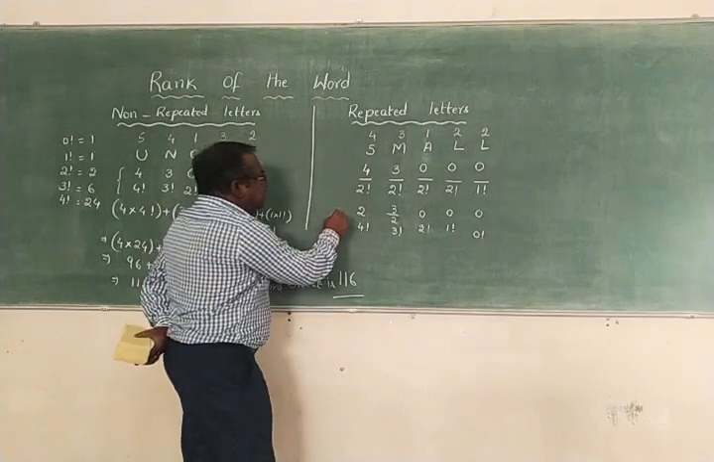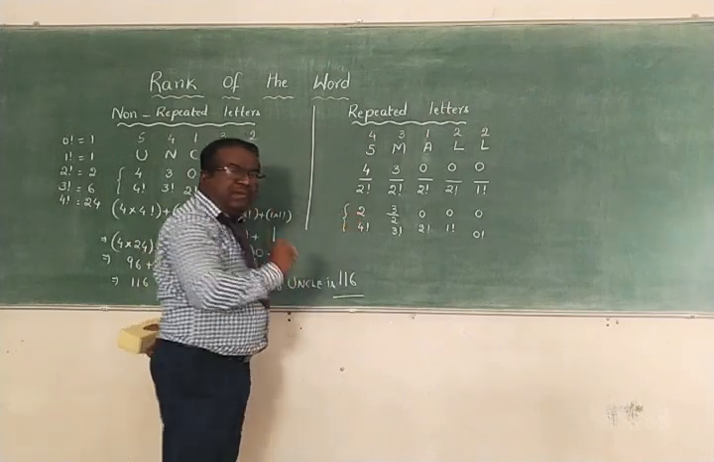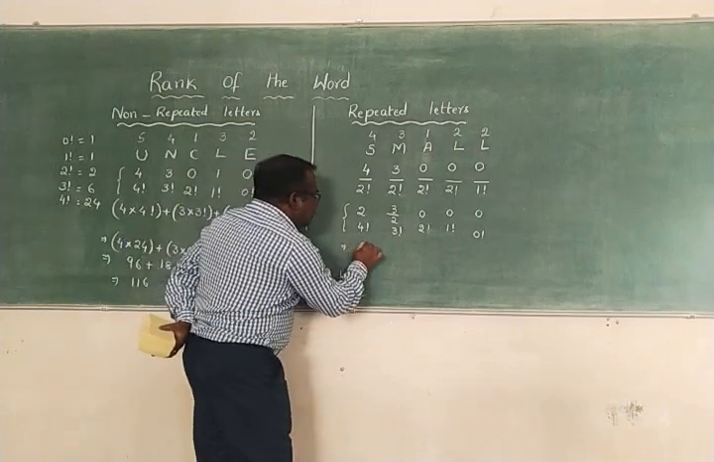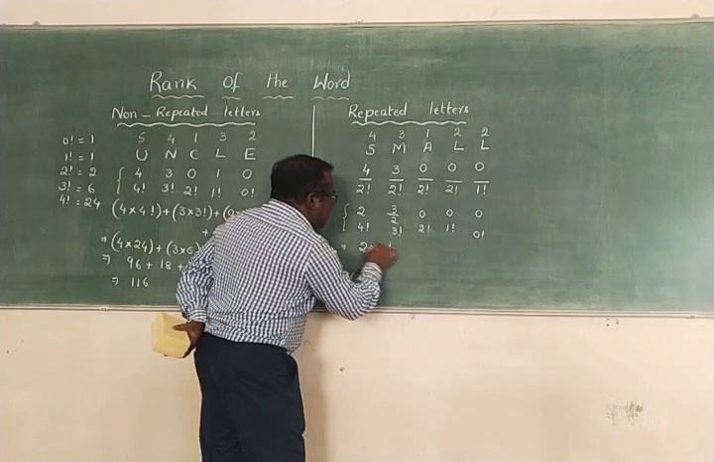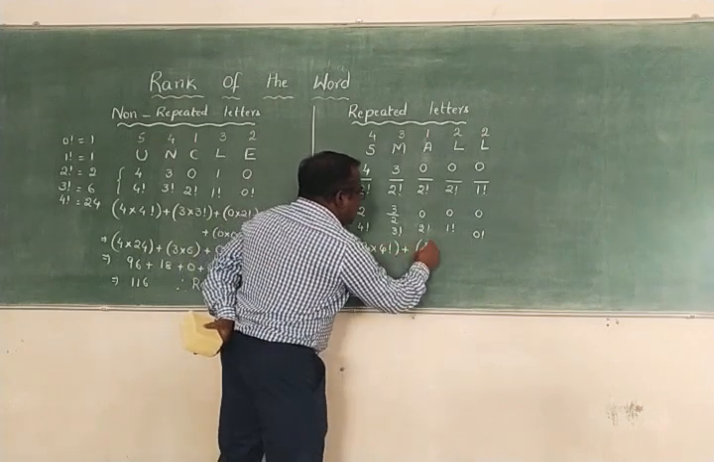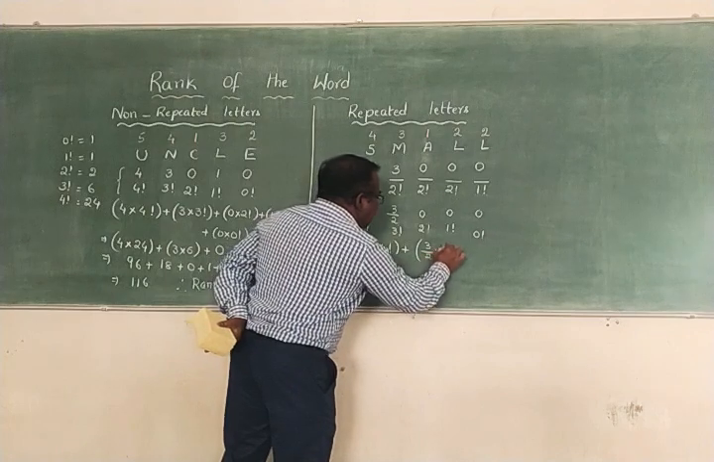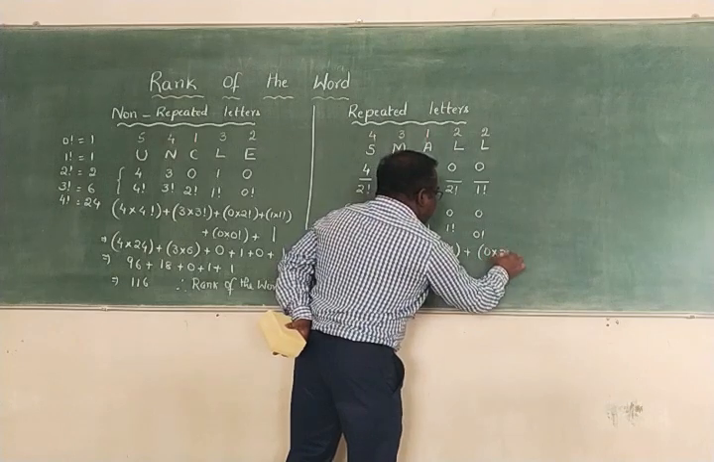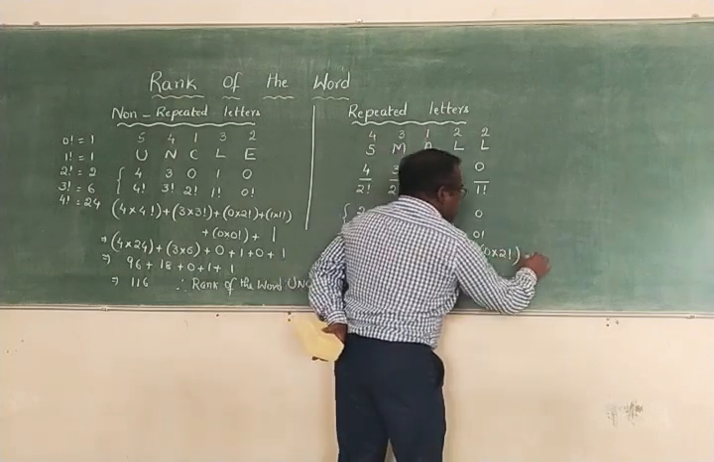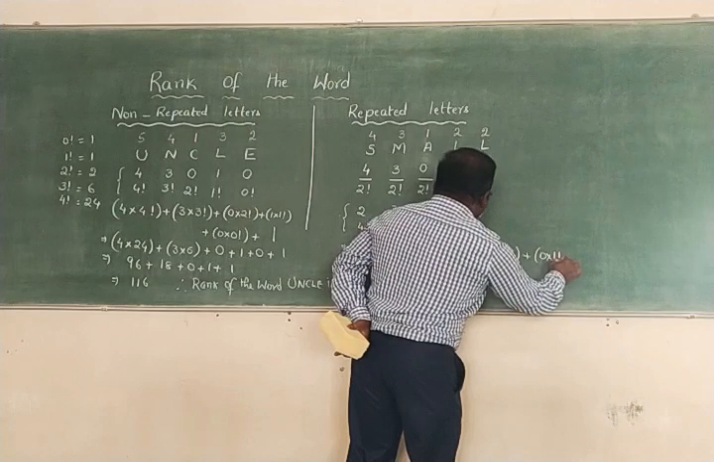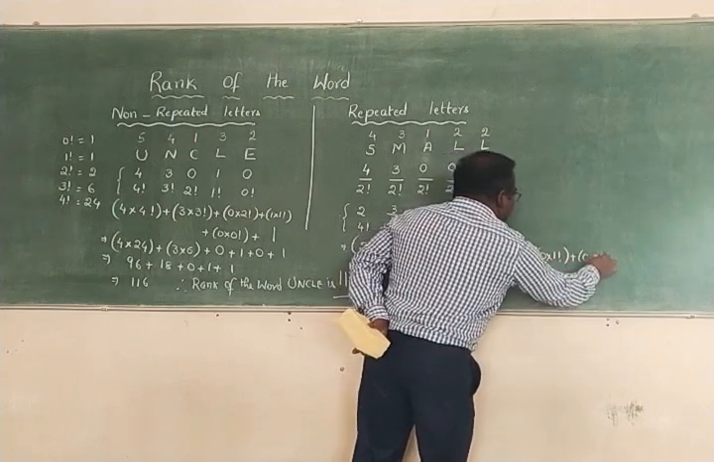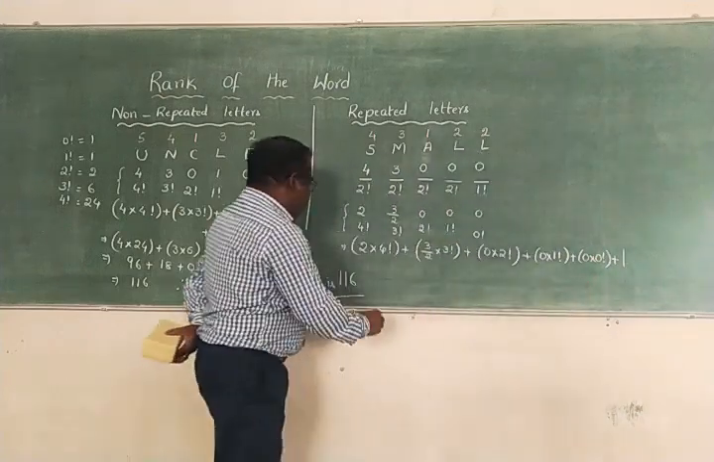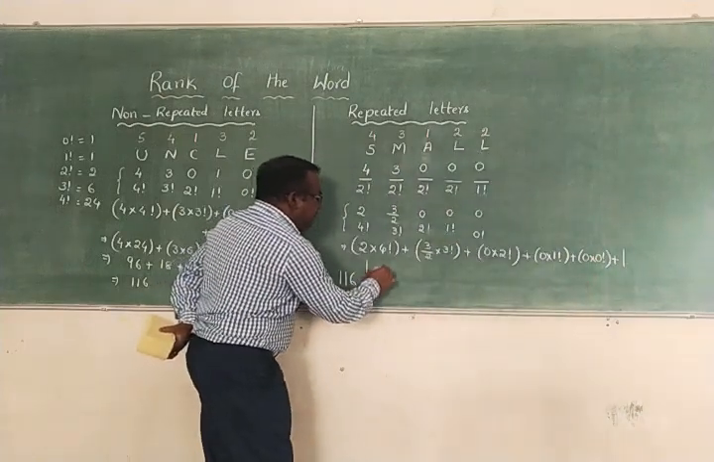After writing this, these 2 corresponding rows multiply and make a sum, that is 2 into 4 factorial plus 3 by 2 into 3 factorial plus 0 into 2 factorial plus 0 into 1 factorial plus 0 into 0 factorial plus 1.